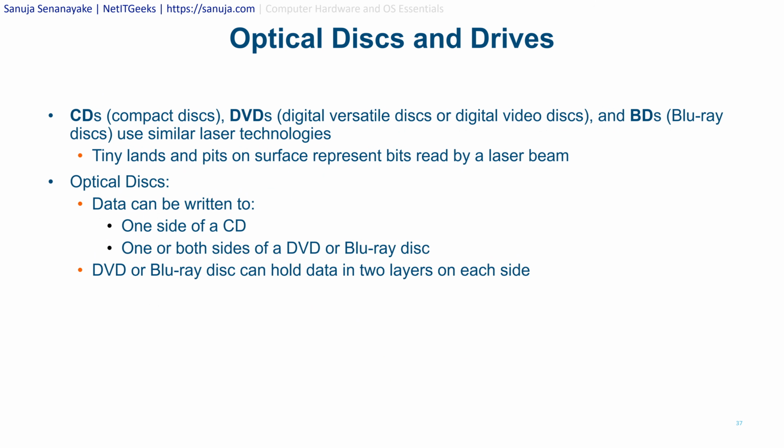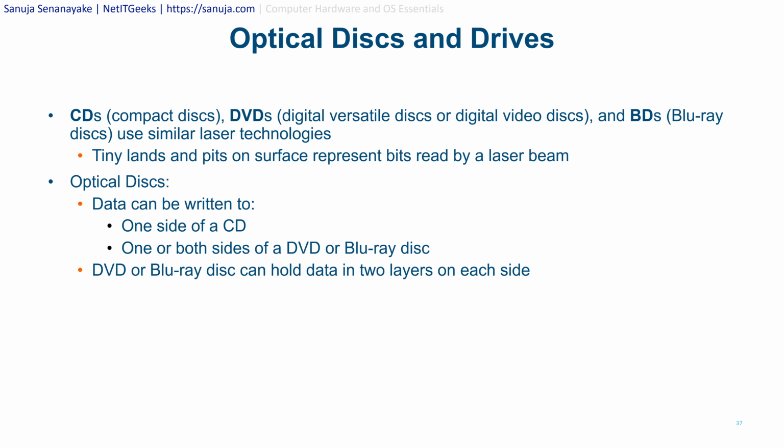Optical disks and drives. CDs, also known as compact discs, DVDs, also known as digital versatile discs or digital video discs, and BDs, also known as Blu-ray discs, use similar laser technology. CDs, DVDs, and BDs all use similar types of laser technologies to read and write onto those discs. At a high level overview, how all three work is basically that tiny lands and pits on the surface represent bits and are read by a laser beam.